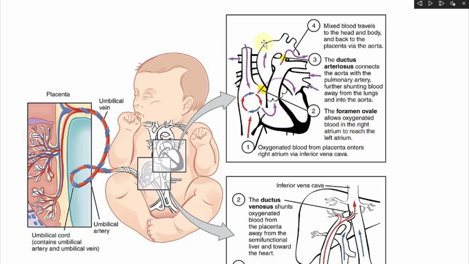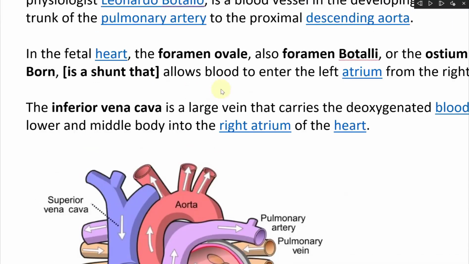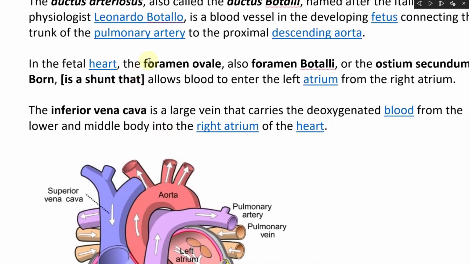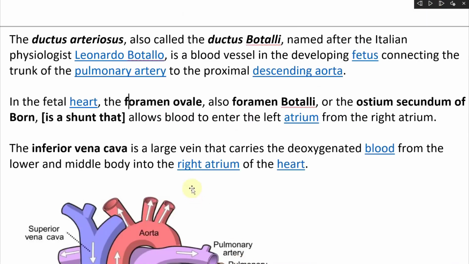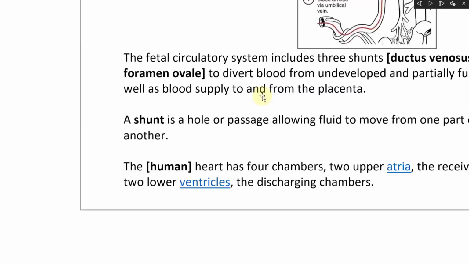Let's erase this, and let's read that foramen ovale. This is right here, so we can zoom out. So in the fetal heart, the foramen ovale, let's pronounce this one. It's just a shunt, actually. We don't actually need to repeat ourselves. So basically, it's written already here.